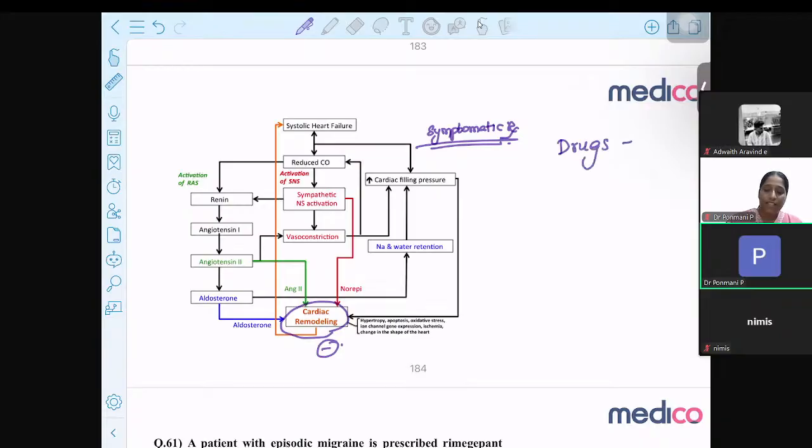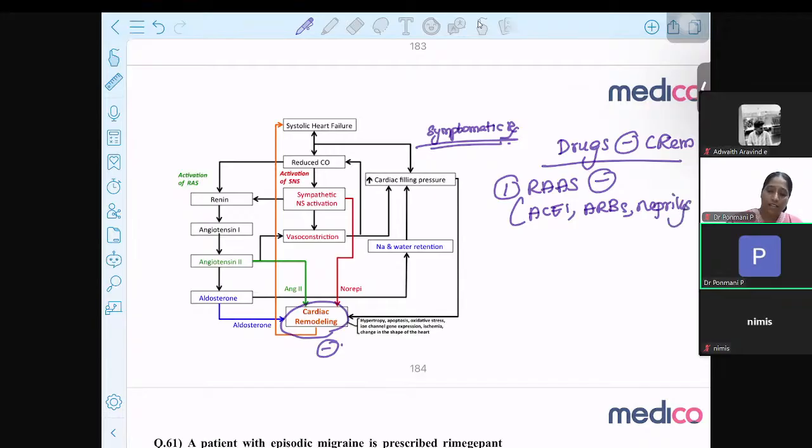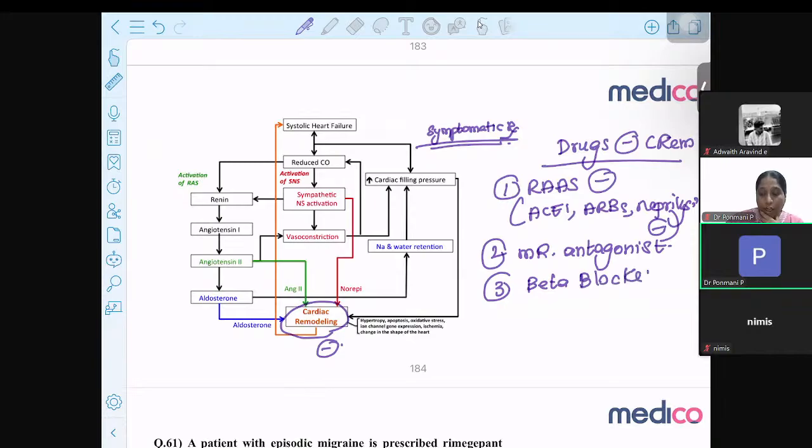So what are the drugs which prevent the cardiac remodeling? The first is RAS inhibitors. So what are RAS inhibitors? All your ACEIs, ARBs, your neprilysin inhibitors, all come under RAS. The second is mineralocorticoid receptor antagonists. The drugs we saw before, spironolactone, eplerenone, finerenone, also help in cardiac remodeling. And the third is beta blockers. Remember, not all beta blockers are proved efficacious.